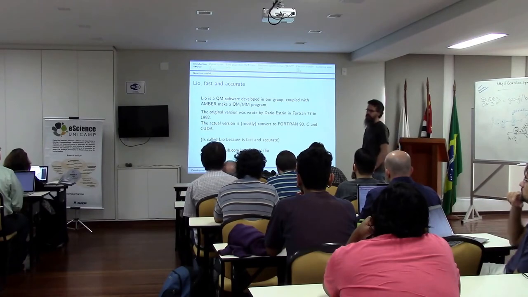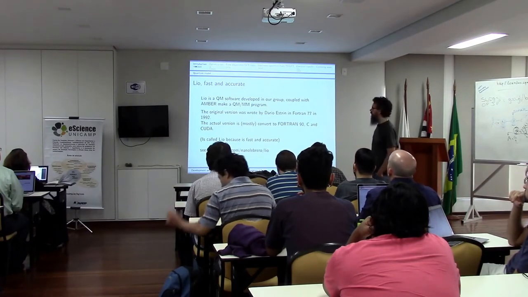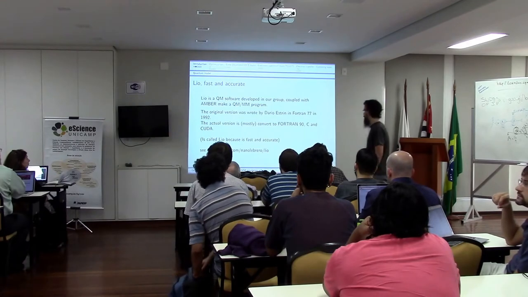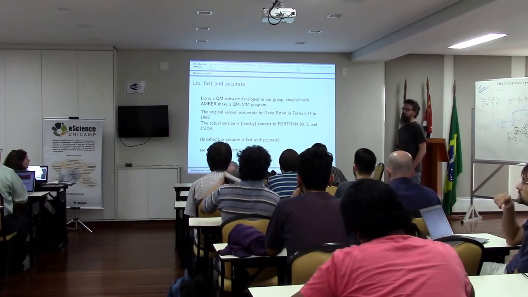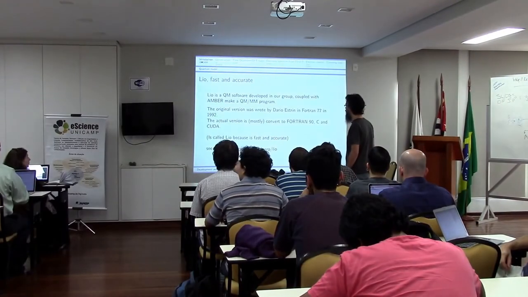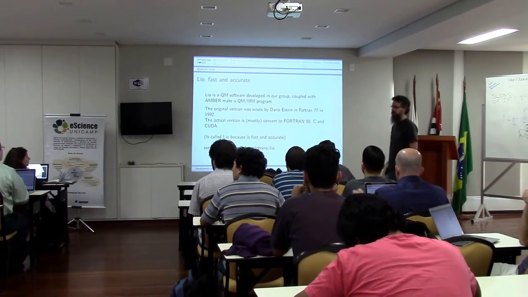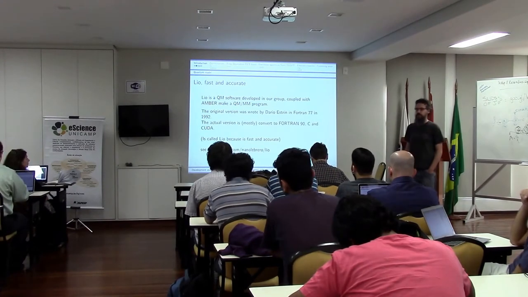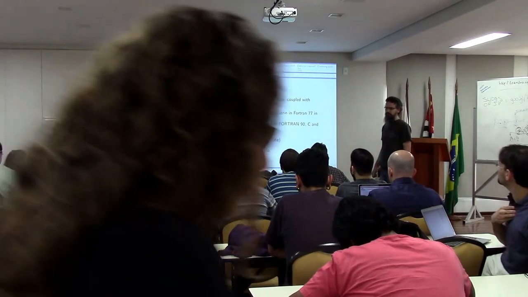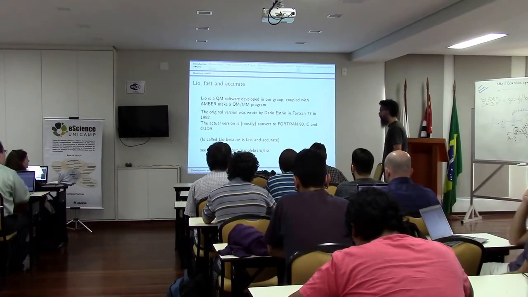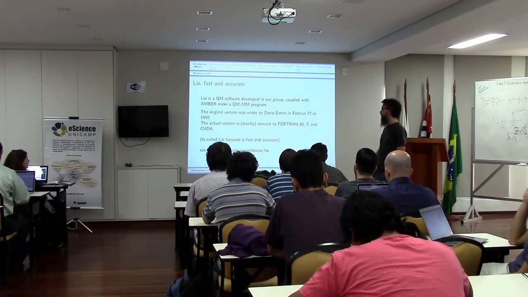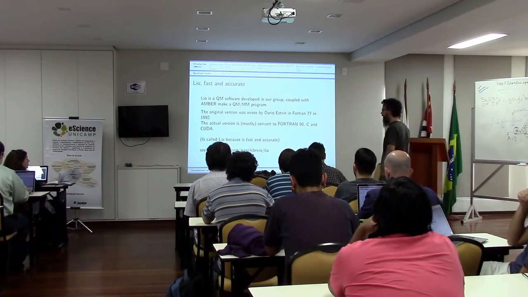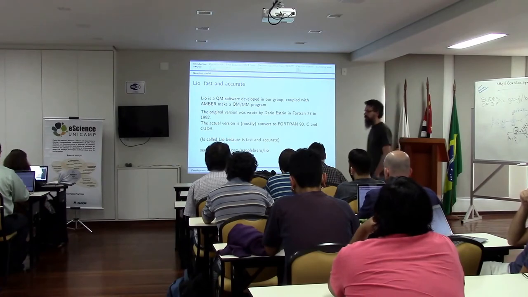Okay, I work with Leo. Leo is a software developed in our group. The original version was written by Darío in 1992. And we have worked with this code for the last 20 years, maybe more, and now with the collaboration of people from computational science, we converted it to Fortran 90 and CUDA to use video cards. And it's called Leo because it's fast and accurate.